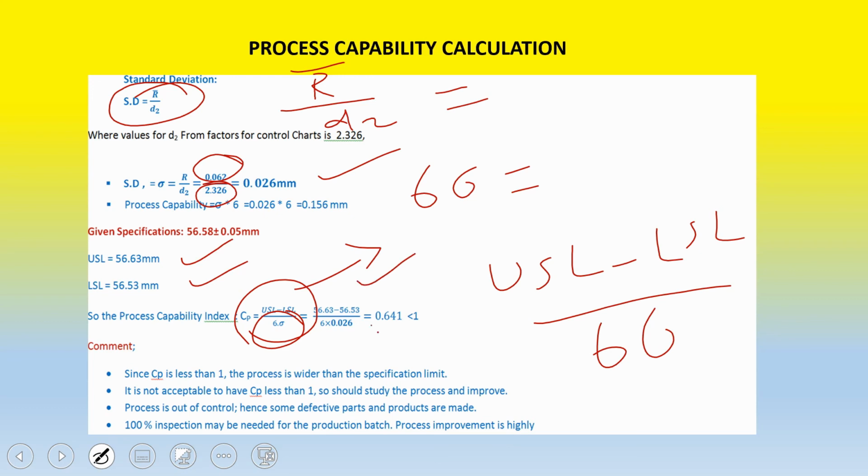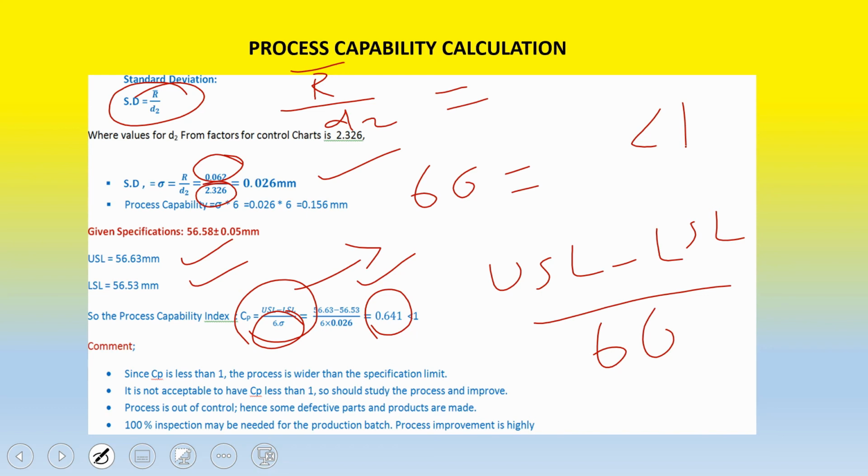It is coming as 0.641, which is less than 1, greater than 1, or equal to 1. There is some meaning in process capability index analysis. Here Cp is less than 1, so the process is wider than the specification limit. Cp less than 1 means it is not acceptable. So we have to study the process to improve it. The process is out of control.